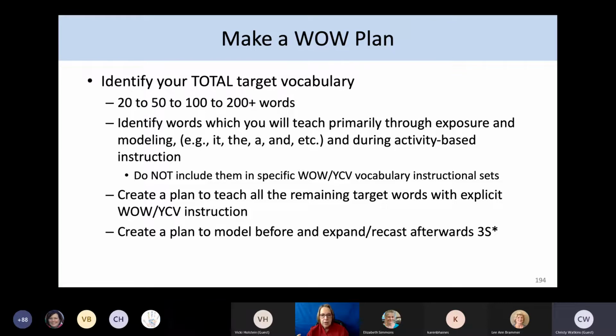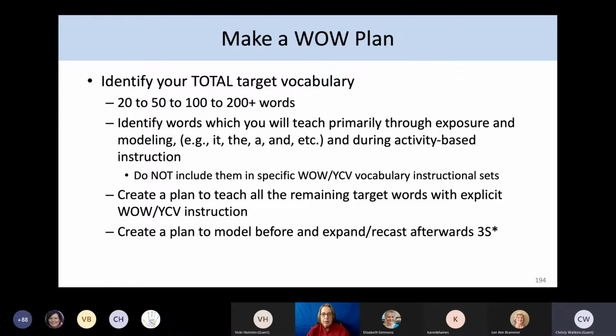so you can see where you're building towards. And some of those words, if I took my entire big wall chart and said, I'm going to teach these through word of the week, there are some words on that wall chart that I know I don't want to do a lesson on. Why would I ever want to do a lesson on the word the, and, or even the word it? Because I'm pretty confident that I can teach those through exposure and modeling and through a lot of other activity-based instruction. So I don't put them in any kind of specific word of the week or a year of core vocabulary instructional sets. I'm looking for the words that have some substance to them.